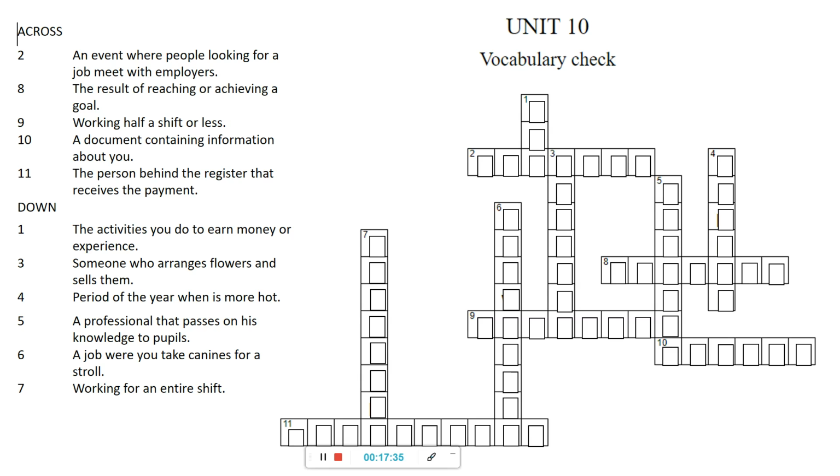We have number 1, the activities you do to earn money or experience. Next we have someone who arranges flowers and sells them. Period of the year when it's hottest. A professional that passes on his knowledge to pupils. A job where you take canines for a stroll. Working for an entire shift. So, pause the video, write down the words if you think you know them, make the combinations, and then after that, play the video again, all right?